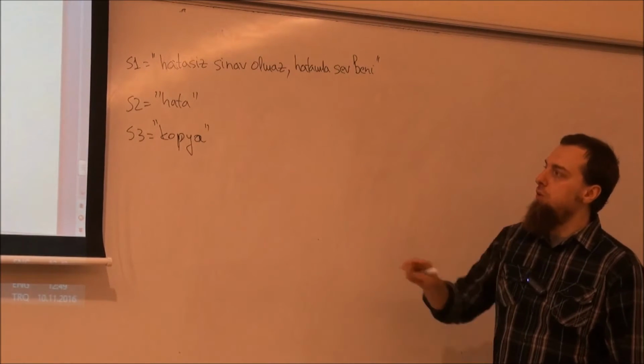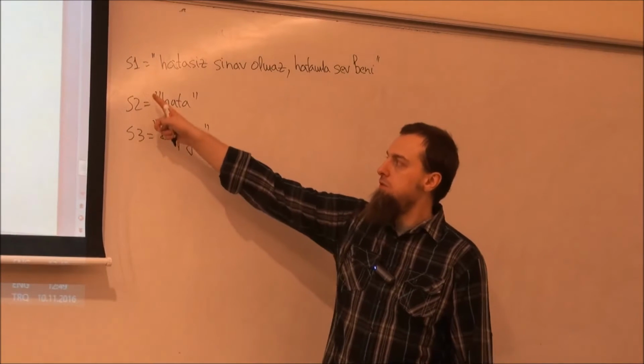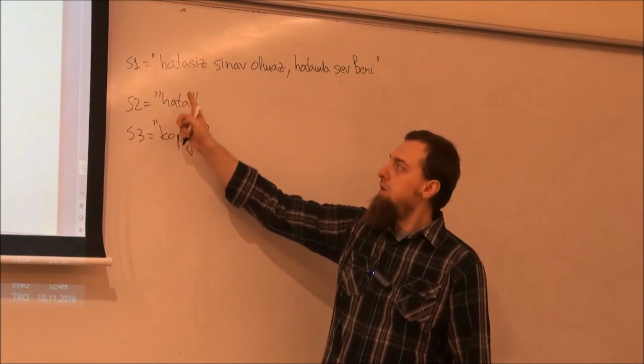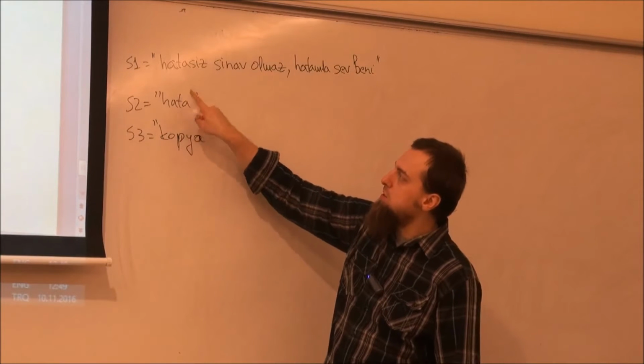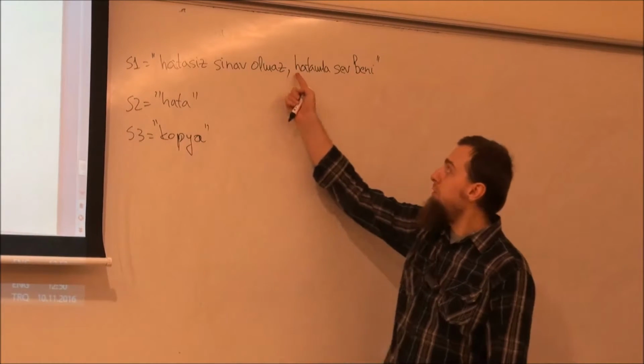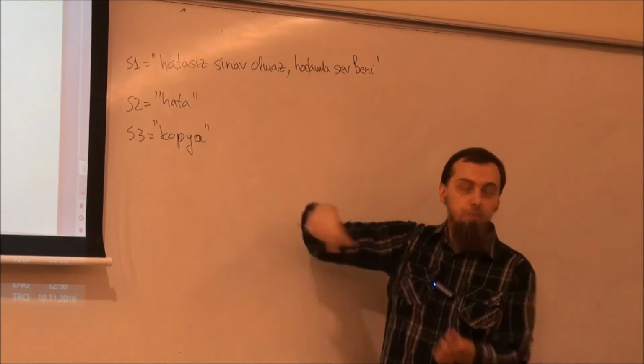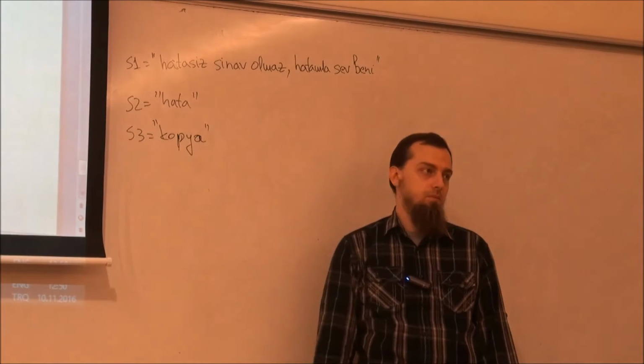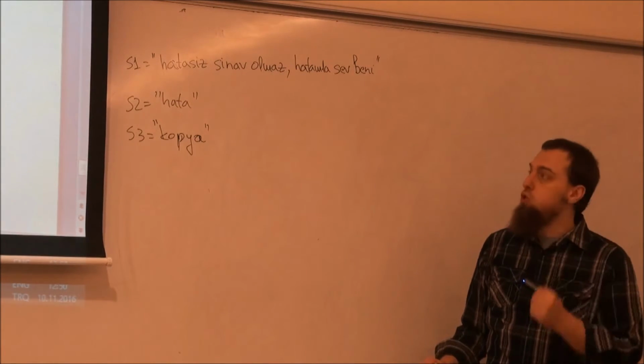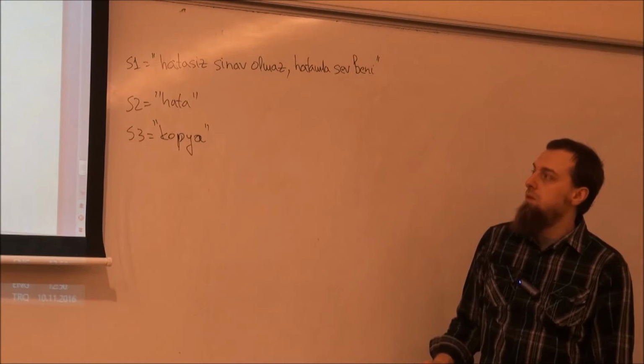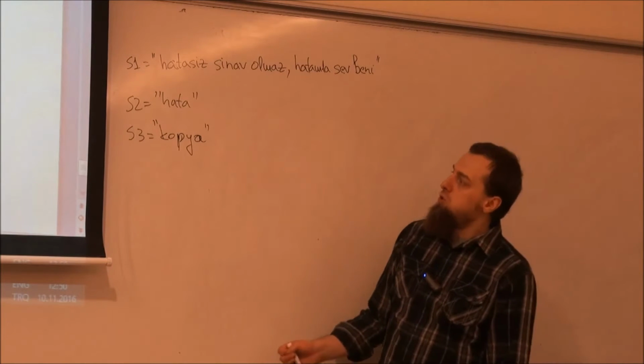What we should do is the following. Find the occurrence of string 2, S2, in string S1, namely hata. So we have here hata. We have also here hata. And replace it with kopya. Okay, so this is what we should do. How are we going to do that?